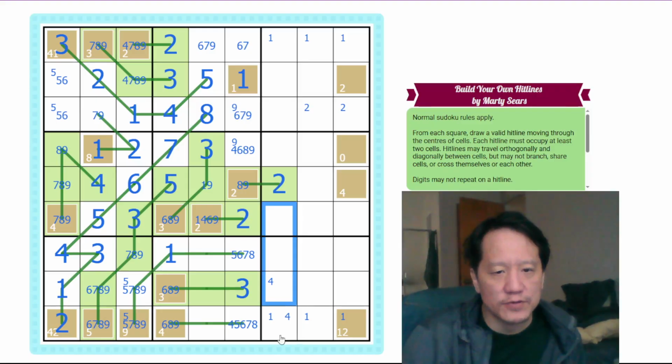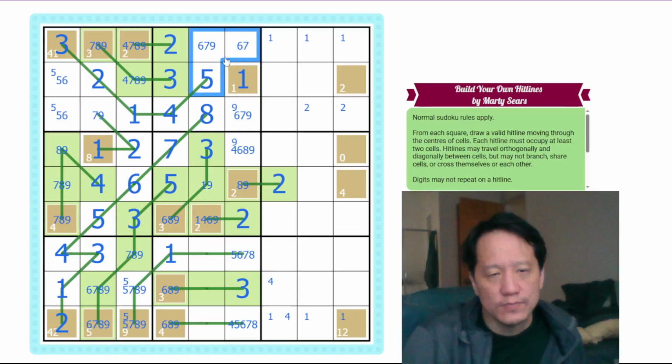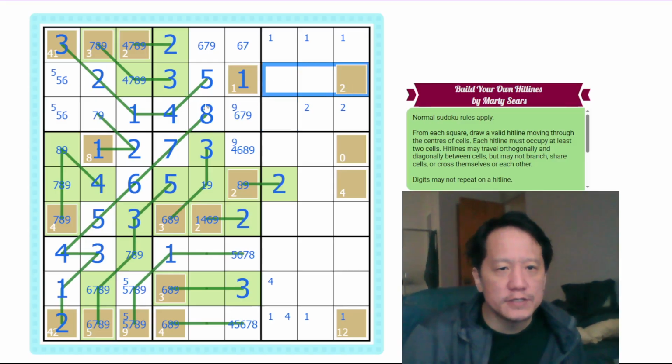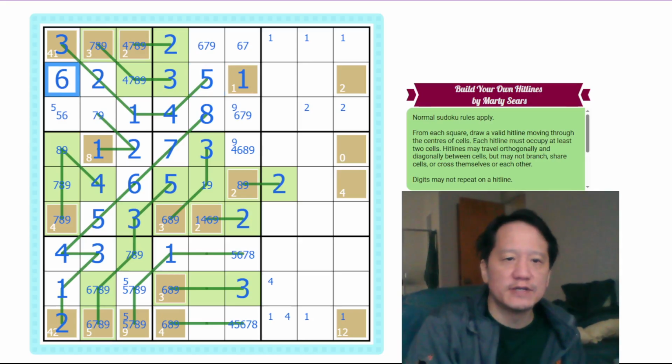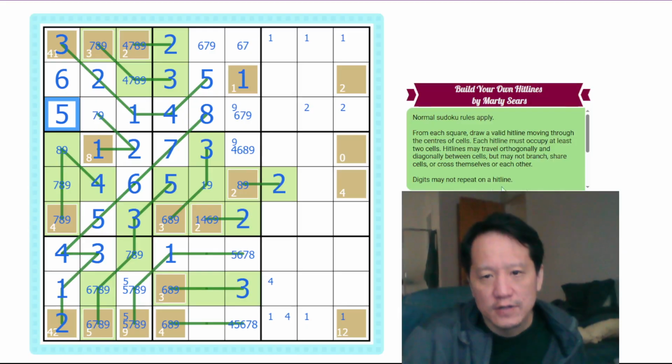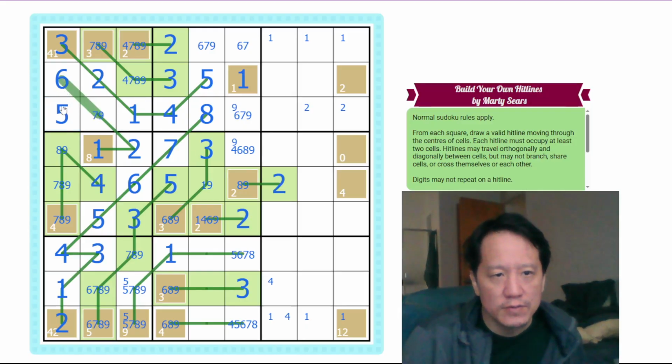So this could go to any of those three. This has to go to one of these two. This has to go to one of those two. This could go here, here, in any combination, right? Remaining, okay, this 5 eliminates 5 here. So that makes this 6, which makes that 5. So then this hit line has to go that way. So this is done for this hit line.